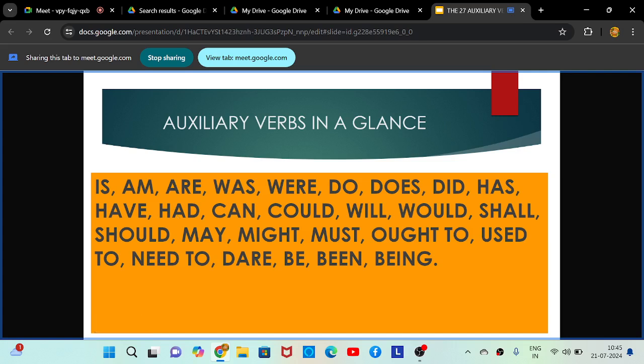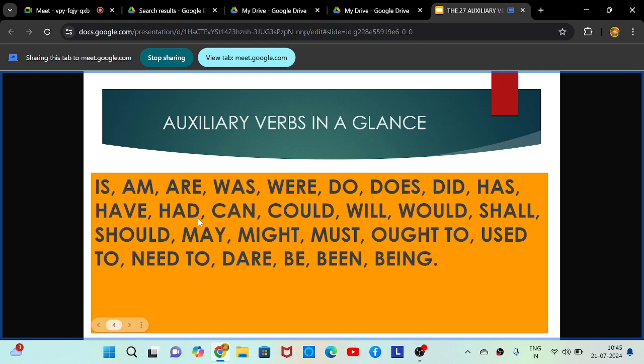Please write it. It will be really helpful for you, or else you cannot study the auxiliary verbs by heart. You must know it by heart. So that's why I'm giving you this order. Is, am, are, was, were, that is one group. Do, does, did is one group. Has, have, had is another group.